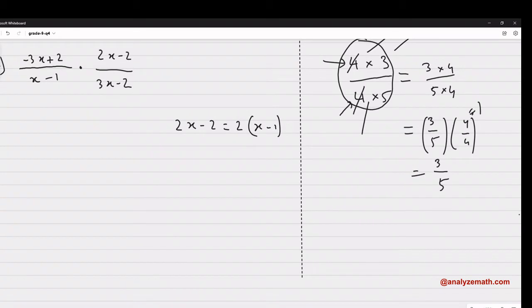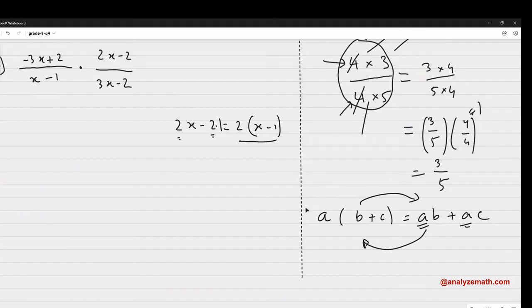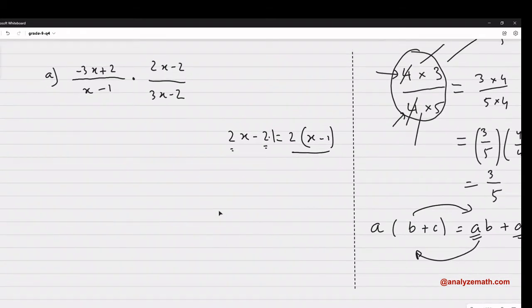Now let's review the factoring here. Factoring is the reverse of the distribution rule. The rule of distribution is a multiplied by b plus c, which gives you ab plus ac. So if you go like this, you are distributing. If you go like this with the common factor a, you are factoring. This is exactly what we did here: 2x is 2 times x, and 2 is 2 times 1, so 2 is a common factor, and then we factor. Maybe some of you know this already, but it's just a review.